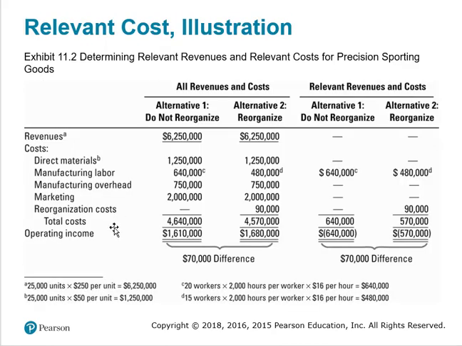Now this is a good slide. It's an illustration of how relevant costs and revenues are selected in an analysis. In this example, we're deciding whether or not to reorganize. Okay, so we've got two different alternatives here. Don't reorganize or reorganize. The costs and revenues associated with each decision are presented in the first two columns, which show a difference of $70,000 in operating income.